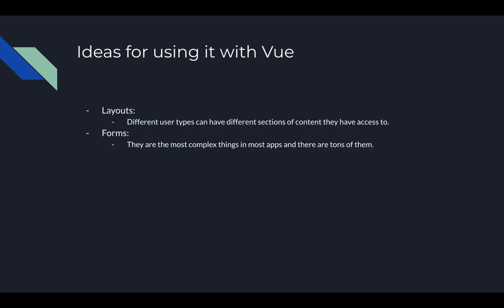So, ideas for using this with Vue. Think about maybe layouts. Different user types can have different access to different data. If you think about it in terms of a dashboard layout, maybe user A has a completely different access to data and gets a different layout than user B. That could probably be a use for it. But the main use I want to cover, and the main use that interests me in this case, is forms.